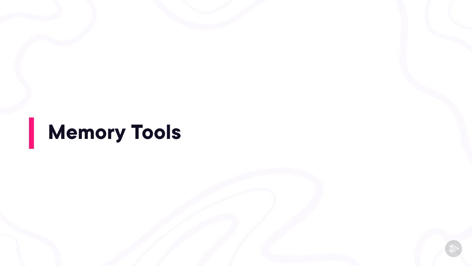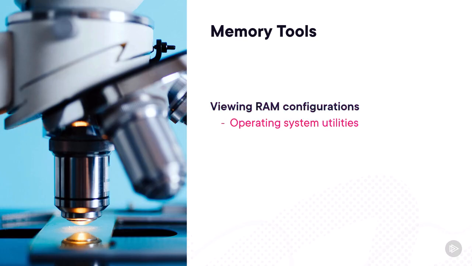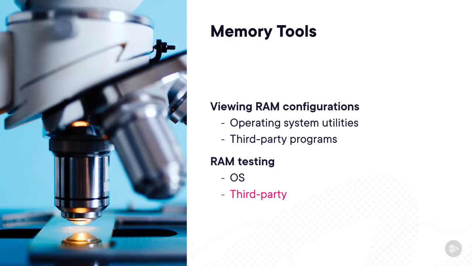In this last clip of our RAM module, we'll take a quick look at some memory software utilities. These fall into two main categories: viewing how our memory is set up, which we can do with certain tools built into the operating system, as well as with third-party programs that often provide more detail, and testing our memory modules, which again can be done with the OS or with the help of third-party tools.